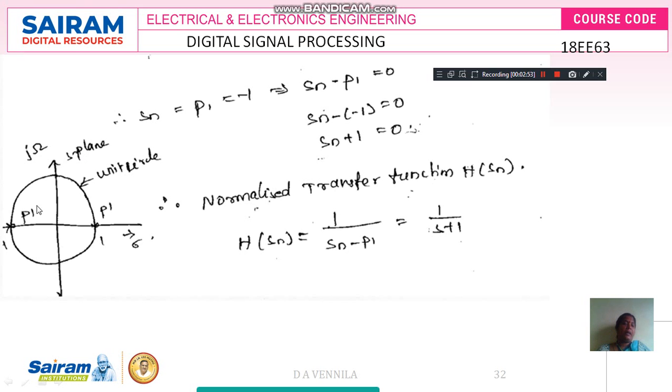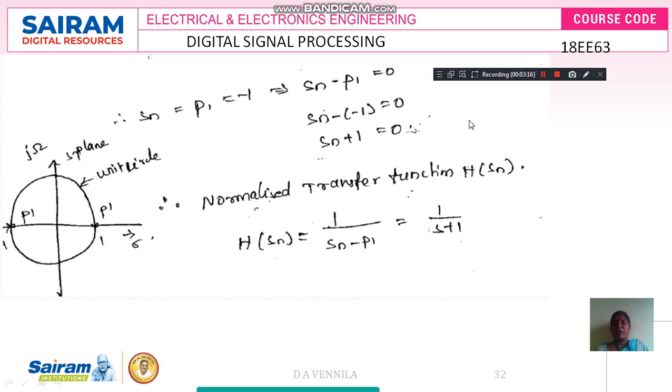we are going to take the left hand side pole, so that Sn equal to P1. This P1 is nothing but -1. That is the pole located in the left half of the S plane. So Sn minus P1 equal to 0. P1 we got is -1. If you substitute, then Sn plus 1 is equal to 0. So this is your normalized transfer function.